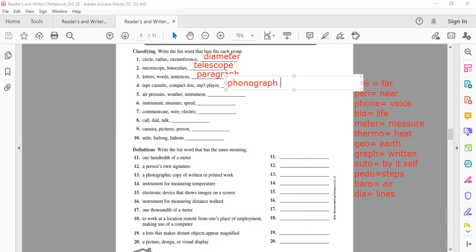Number five, air pressure, weather, instrument. What is the instrument I use to measure the air? Thermometer? No, thermometer is for the heat. You can find it from your box. Come on. Anybody except Feroz?